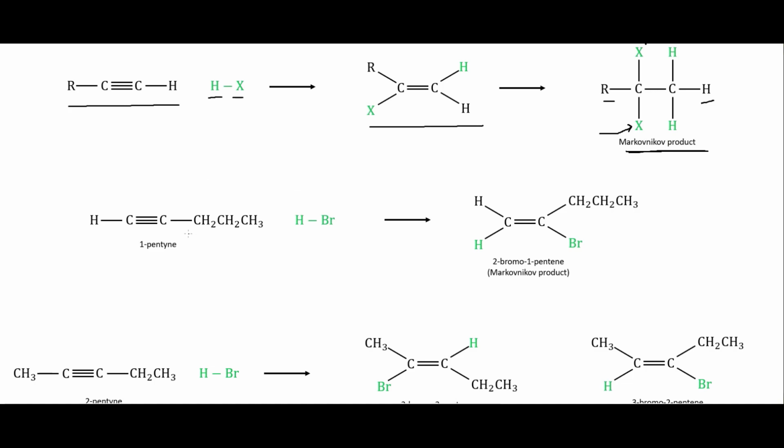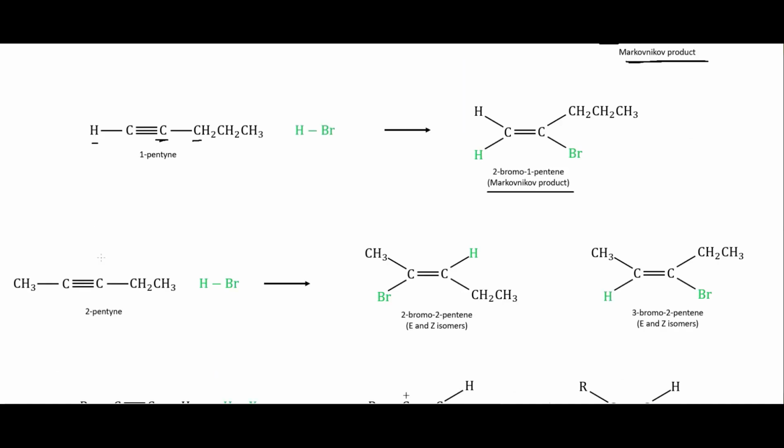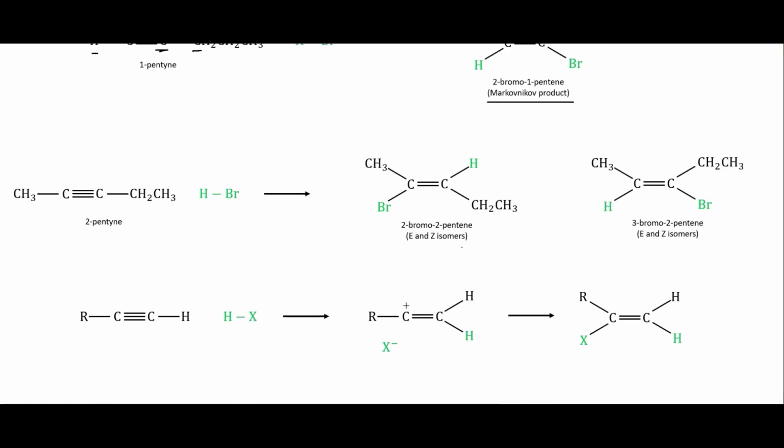So this is just looking at a more concrete example here. So we have the 1-pentyne. So we're going to have the bromines end up on this carbon because it has an R group rather than just a hydrogen coming off of it. And so we end up with the Markovnikov product, the 2-bromo-1-pentene. Then if we do an internal alkyne, what we get are a mix of products.